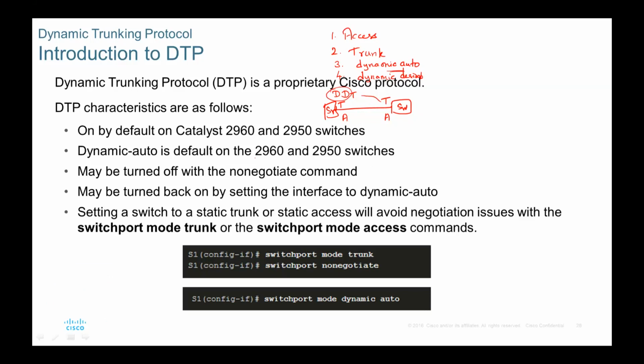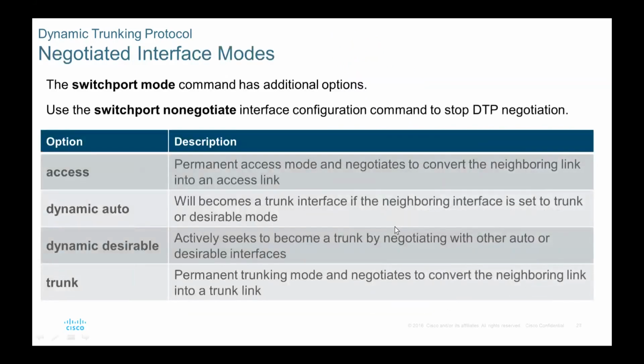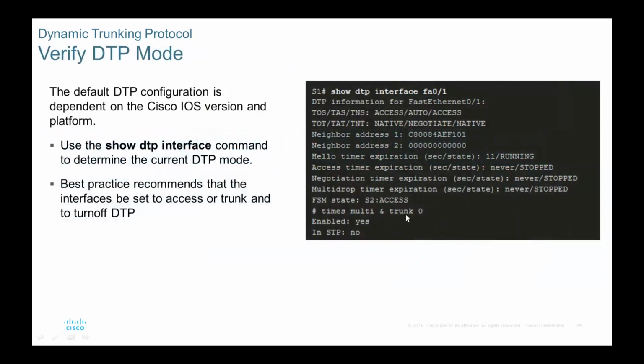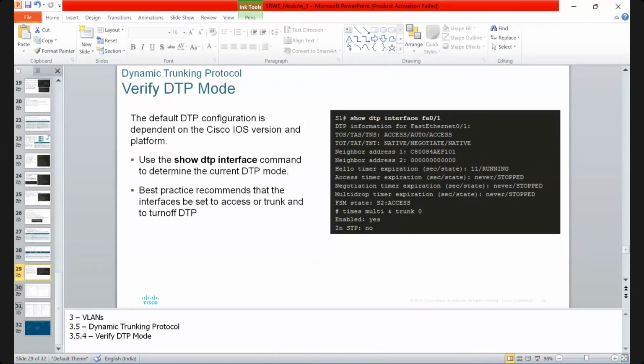So by default in the 2960 and 2950 switches, this DTP is enabled by default. So if we don't want to enable these two automatic, but we want to manually configure it, then we have to use the command no negotiate. Okay, so we have to configure the command switchport nonegotiate to disable this auto configuration. Okay, and this works only on the Cisco switches. Okay, so this configurations also we will see. So now let me go to the Cisco Packet Tracer.